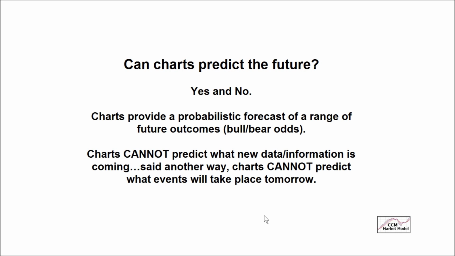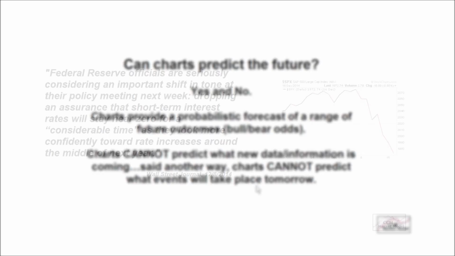What the charts can't do, and it was made abundantly clear this week, is predict what new information is coming, or said another way, charts cannot predict what events will take place tomorrow. We had a bearish probabilistic forecast heading into the Fed. The chart and the probabilistic forecast and market participants can't predict what the Fed will do. Therefore, we have to remain flexible and open to charts and probabilistic forecasts that shift rapidly when the knowns shift rapidly, as they did Wednesday when the Fed released their statement.